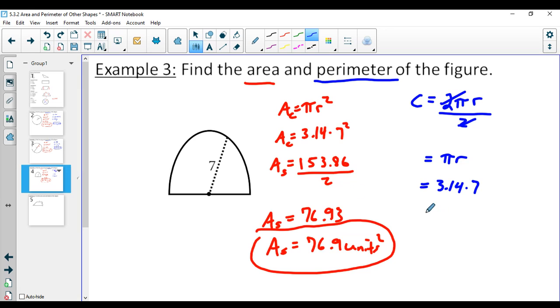21.98. And then if we're rounding to the nearest tenth, this 8 is going to bump this 9 up to another 1, so C equals 22. And then to signify that I did round to the nearest tenth, I'm going to do 22.0.